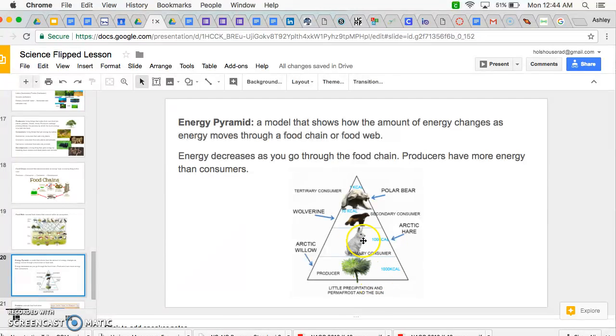So you can see how it breaks down. It's really the powers of 10 within here. So it's dividing by 10 each time. So you can actually see as it goes up the energy pyramid, less energy is stored. So that bear is going to have to eat a lot more to get its food source, to get its energy.